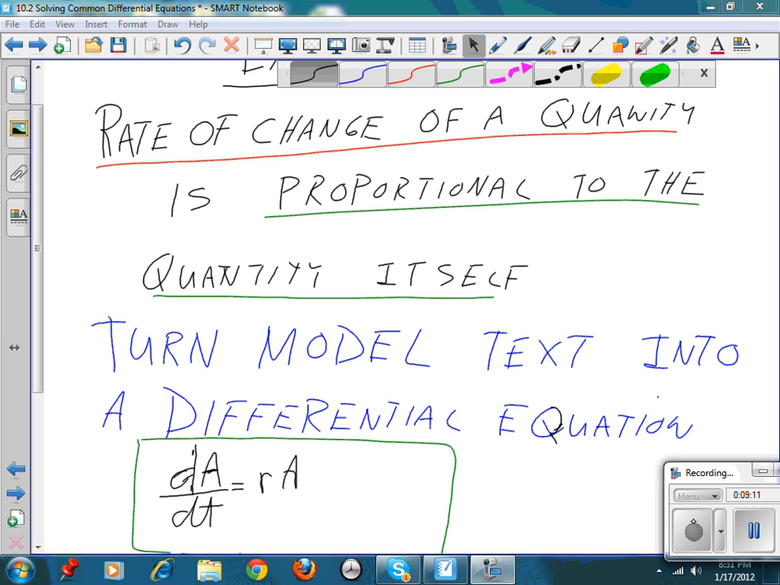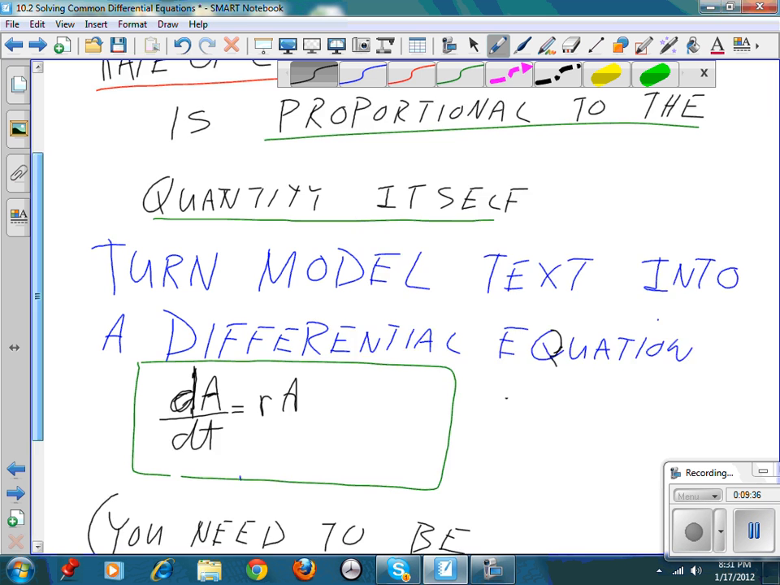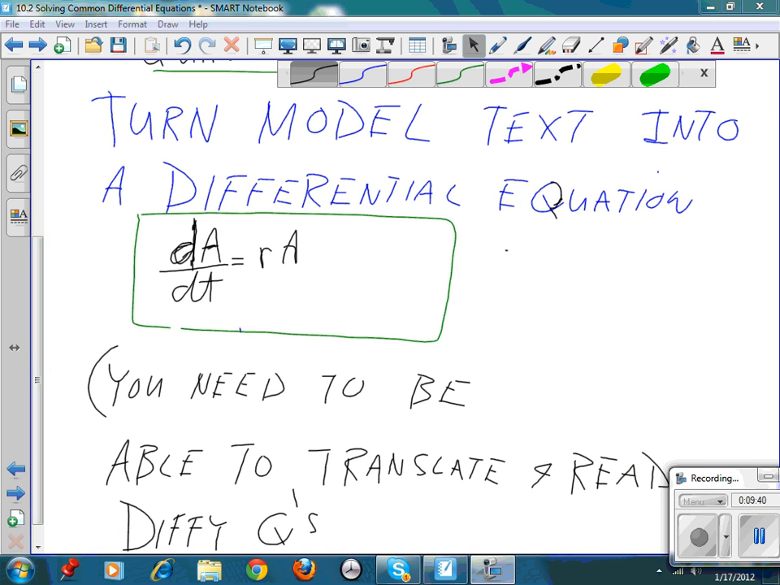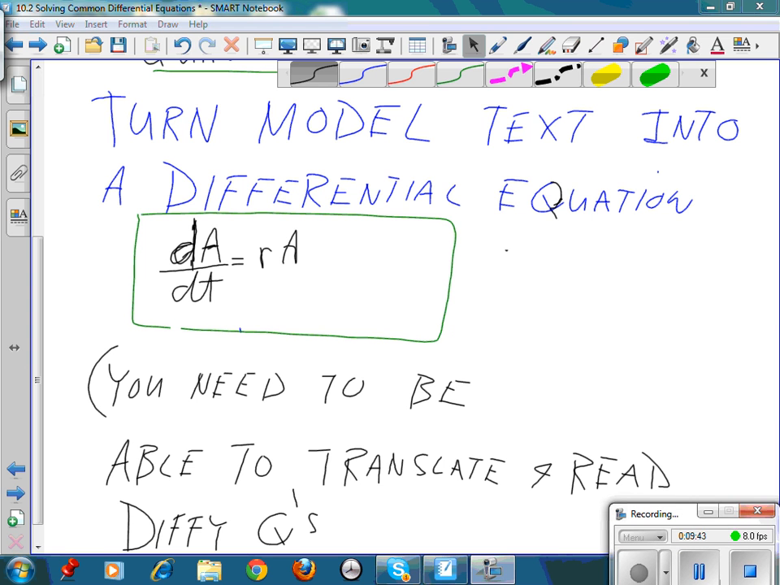I kind of paused things and I changed the notation here. So I changed my p's to a's, because I wanted to be able to derive an equation I think you'll recognize. So I took the verbal description and I turned it into a differential equation. And I want you to see if this makes sense. I said you need to be able to translate and read differential equations, okay? Just before we even get a solution, let's see if we understand what this means.